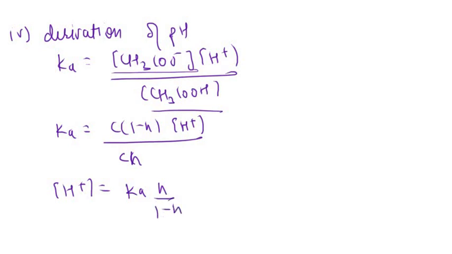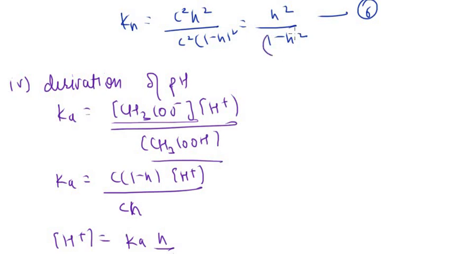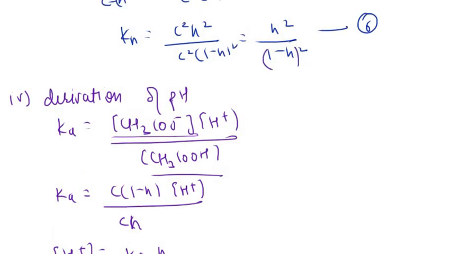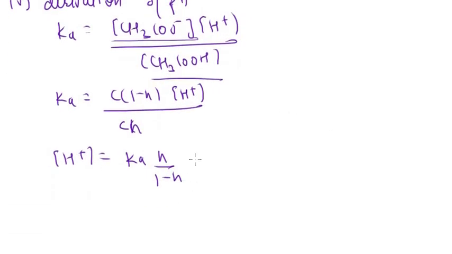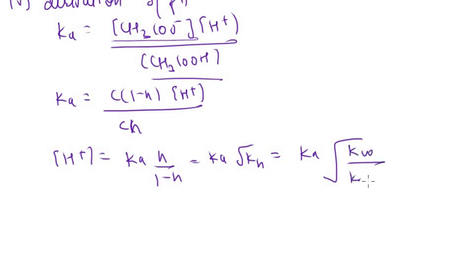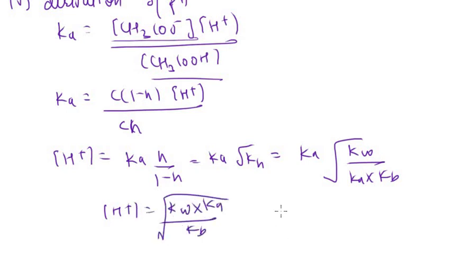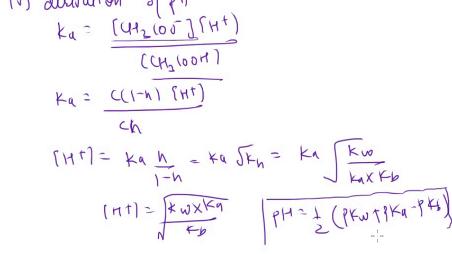Now from the previous equation, it is actually 1 minus h whole square. From the previous equation we can calculate h upon 1 minus h equals under root of Kh. So Ka into under root of Kh. What is the Kh? Kh is Kw upon Ka into Kb. Now we get H plus equals under root of Kw into Ka upon Kb. So we take minus log of both sides: pH equals 1 by 2 of pKw plus pKa minus pKb. So here we got the value of pH.